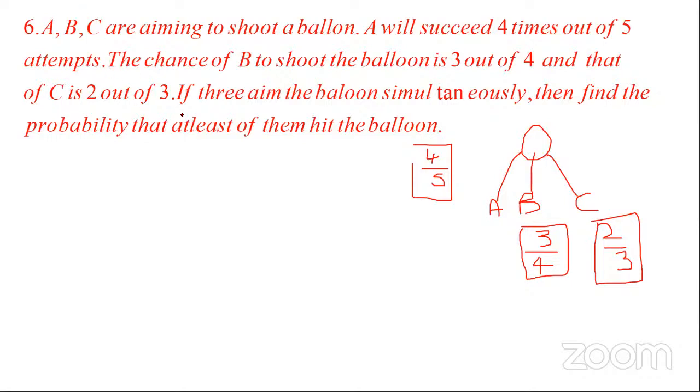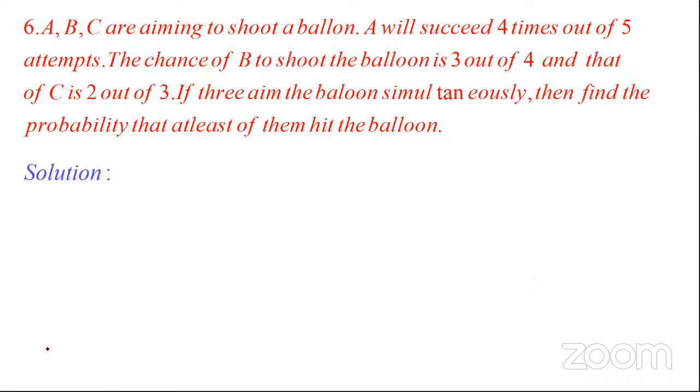So this is given: if 3 aim the balloon simultaneously, then find the probability that at least one of them hits the balloon. So at least one of them means at least one member will shoot, or 2 members will shoot, or all 3 members will shoot. So that is the question. Okay, so now the solution for this one.